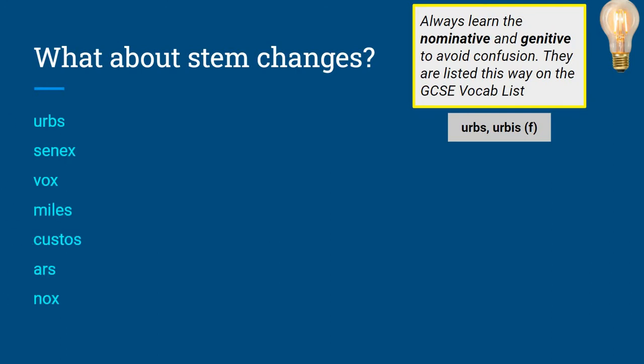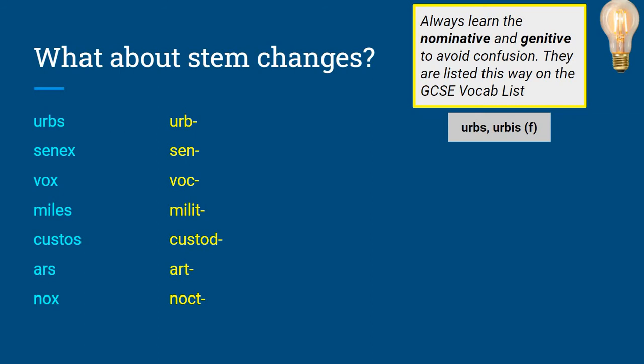Okay, so you'll see here a list of third declension nouns: urbs, senex, vox, miles, custos, ars, and nox. All of these change their stems. So we've seen with urbs already the stem changes to urb, hence we have urbis and not urbsis in the genitive. And that's all we mean by a stem change.